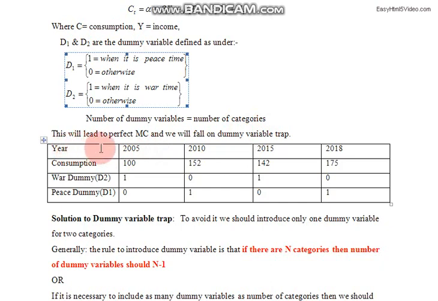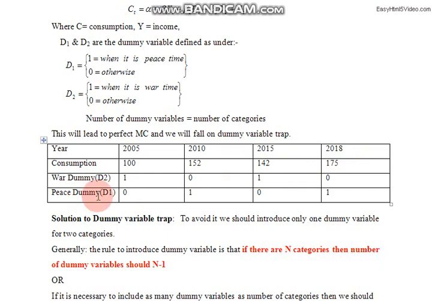For example, suppose we have years 2005, 10, 15 and 18, and we have consumption in crores 100, 152, 142 and 175. D2 is associated with wartime. Suppose in 2005 there was war, so we have 1 against 2005. In 2010 there was no war, so we have 0. In 2015 there was war, we have 1. And in 2018 there was no war, so we have 0.